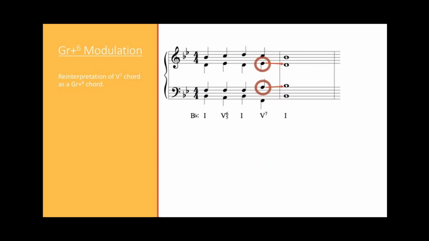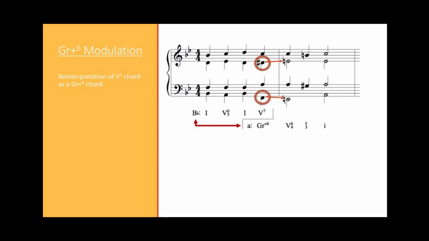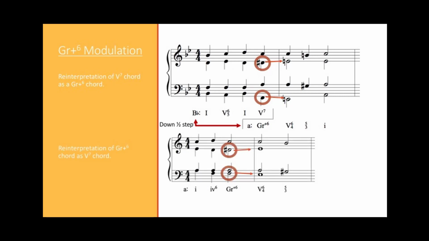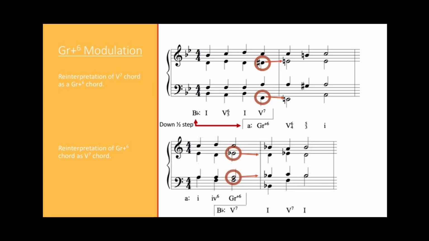Here we have a short example in B flat and its expected resolution. If we enharmonically respell the 5-7 chord as a German augmented sixth chord, our expectations change and the resolution is a half step lower in the key of A. If we wanted to modulate back to the key of B flat from the key of A, we can simply reverse this process by reinterpreting a German augmented sixth chord as a 5-7 chord, which then needs to be resolved in the key of B flat.